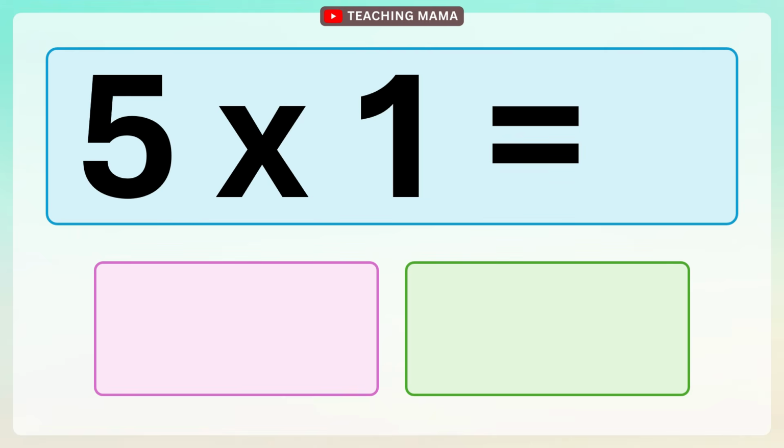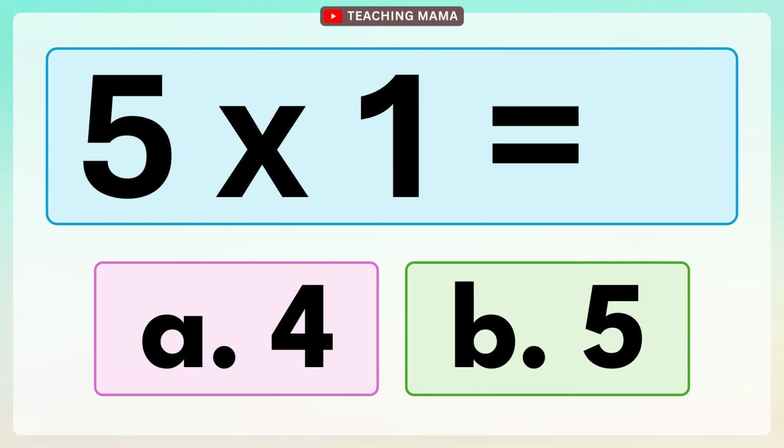5 times 1 equals A. 4, B. 5. What is the answer? B. 5.